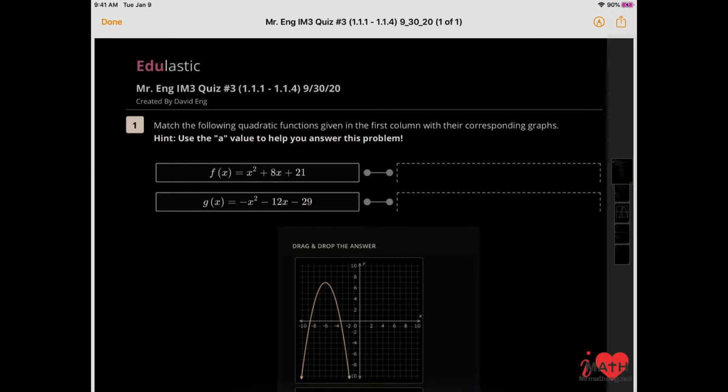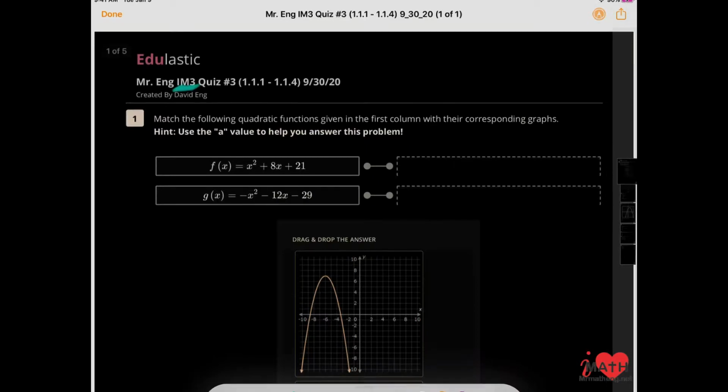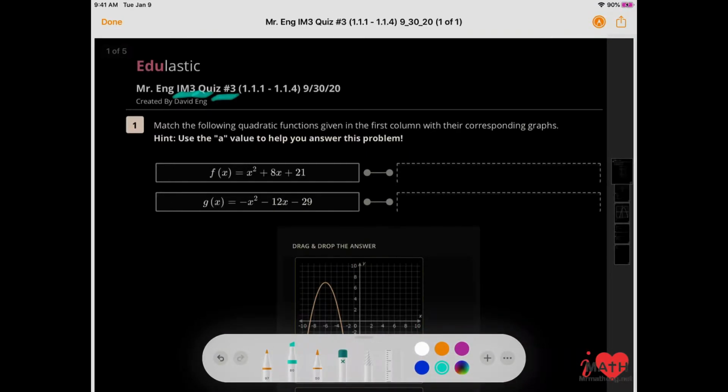Alright, math lovers, let's go over this Integrated Math 3 Quiz Number 3, sections 1.11 to 1.14. I assigned it the week of September 30th, 2020. Match the following quadratic functions given in the first column with the corresponding graphs.